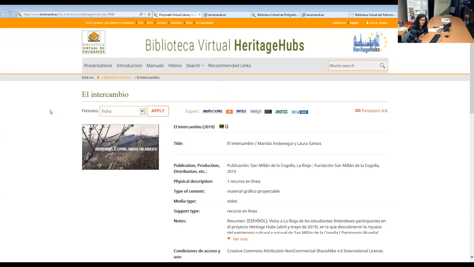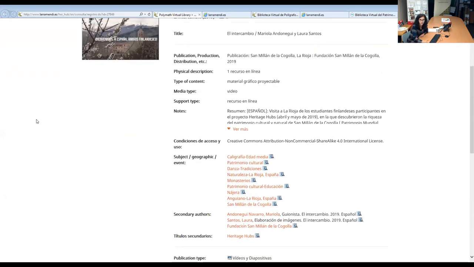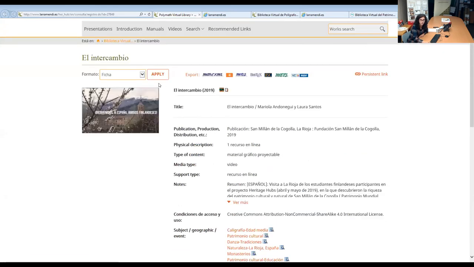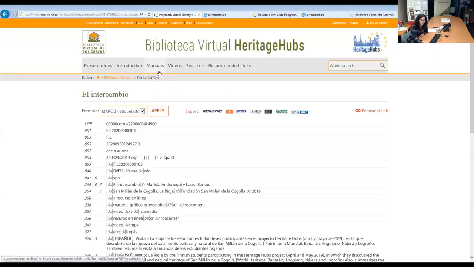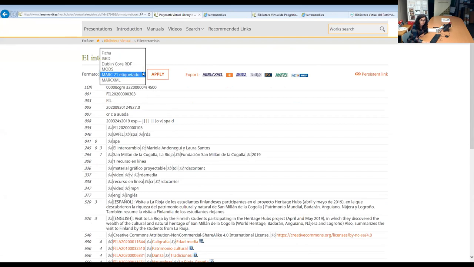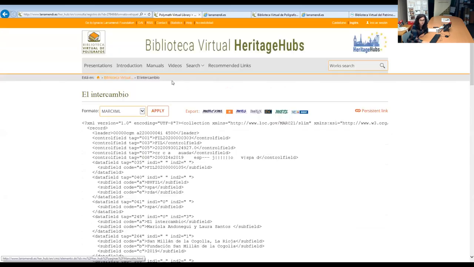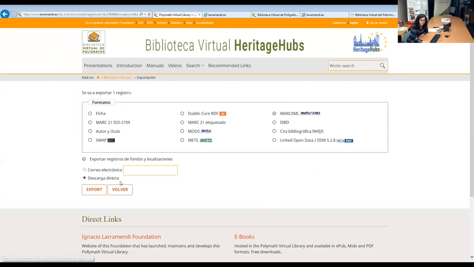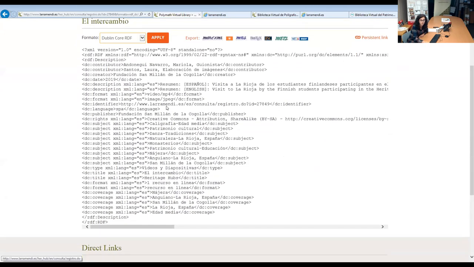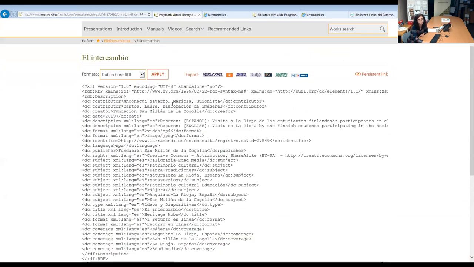So to show you how easily the program works, well, the cataloger obviously filled in the record in MARC 21. Here we have the file view. The MARC tag would be this one, the view. Just change, MARC XML, for example. And just to see, it's easier to see it here, Dublin Core. Just with two clicks, we can see the same record in a different format.